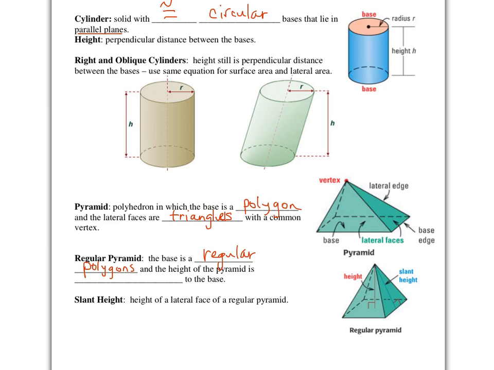And the height of the pyramid is perpendicular to the base. The slant height, this is one you've got to pay attention to, is slanted, as you can tell, but it is the height of one of the triangles in your pyramid. So it's not the lateral edge like we see up here. It's right down the center of that triangle. So sometimes you might have to use the Pythagorean theorem to find that slant height.